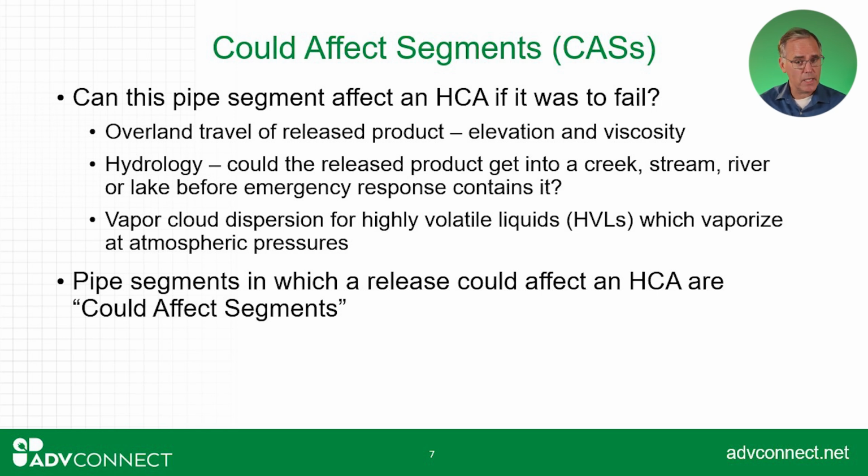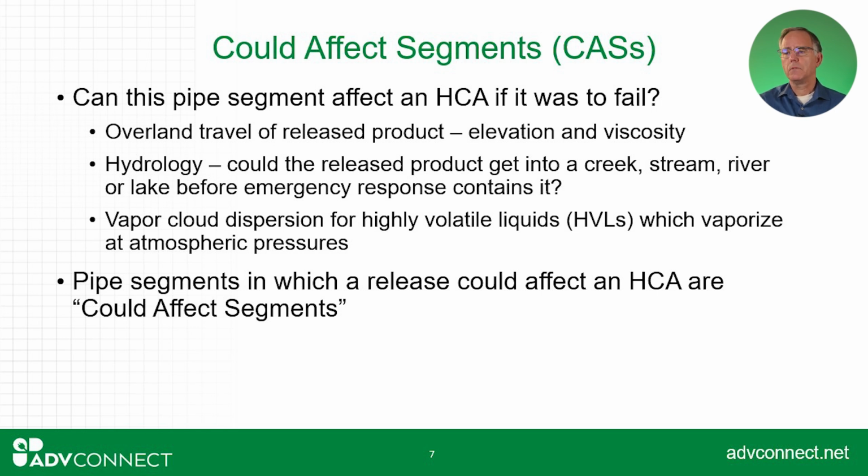Where do I traverse an HCA, directly affect the HCA, and where could I affect the HCA? A pipeline could fail here and travel to and then affect an HCA. So it's a little different than the gas rule. So keep that in mind.